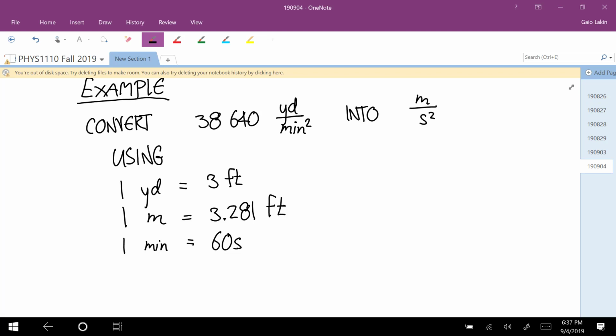The other thing that we didn't see yet that is coming up in this one is we have an integer exponent on one of these units, okay? And the way we're going to approach that is we're first going to expand this out into 38,640 yards per minute times minute, okay? And then that'll remind us that it's not enough to just cancel one of those minutes. We have to do it 2 times to cancel both, okay?